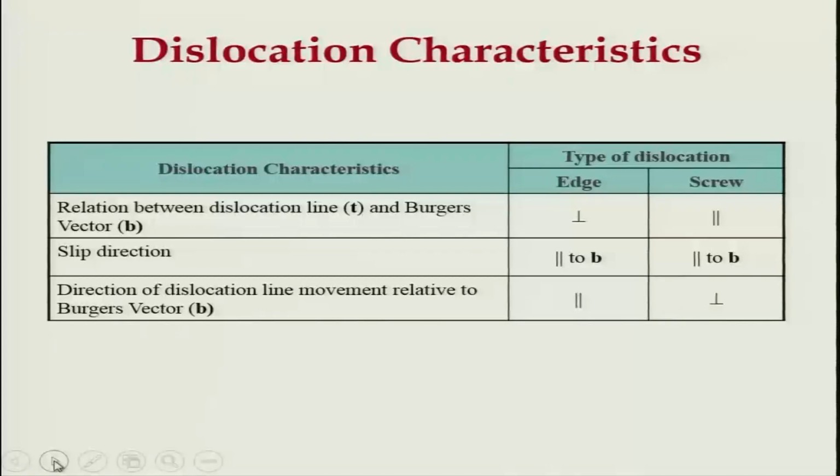So, just to summarize now the dislocation characteristics. For edge dislocation, Burgers vector is perpendicular to the dislocation line. The slip direction is parallel to Burgers vector, and the dislocation line moves parallel to the Burgers vector. For a screw dislocation, the Burgers vector is parallel to the line, and the slip direction is parallel to Burgers vector. Slip direction is parallel to Burgers vector in both cases, whereas the dislocation line moves perpendicular to the Burgers vector in case of screw dislocations.